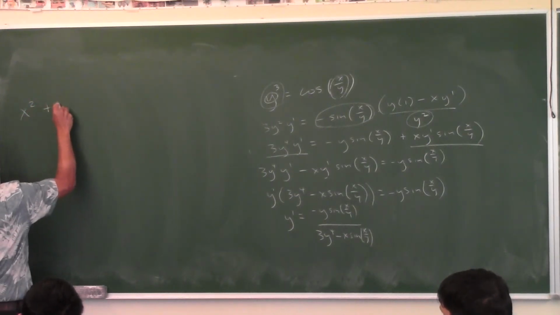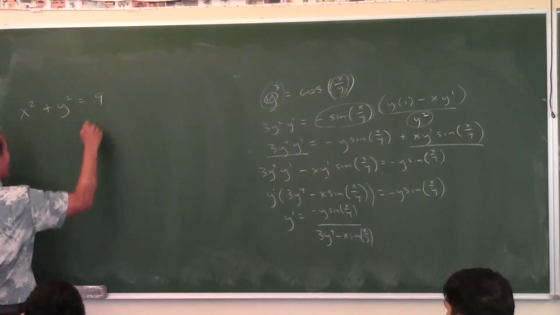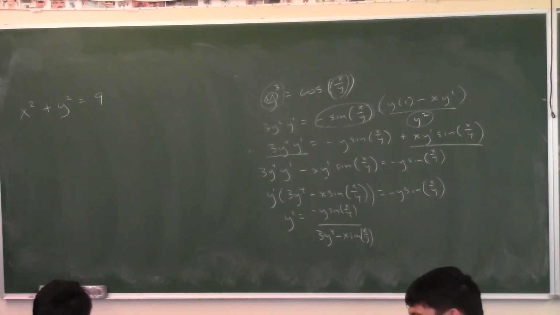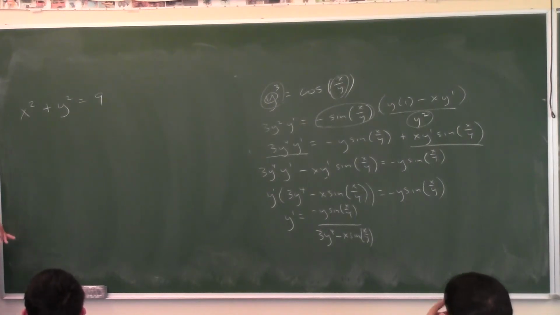x squared plus y squared. Give me a square number. One. It's not 9. Okay, 9. This is going to be on your homework as well. That's a circle. If you want to solve for y, you could actually solve for y, but on the test it's going to say use implicit differentiation to find the first and the second derivative.